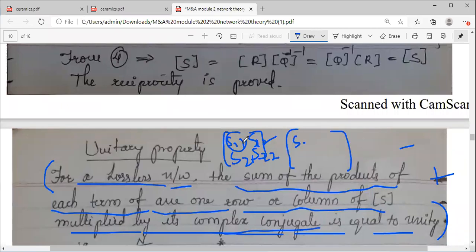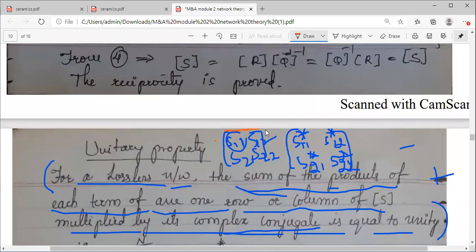In the sense, if the first term is S11, the first term here will be S11 star, the conjugate. If A plus iB is a term, then A minus iB will be its conjugate. S12, its conjugate is S12 star. So this is your second matrix indicating the conjugates. Every term has its conjugate. So what does this mean? What does it say? The sum of products of each term of any one row or any column of the S matrix. Suppose I take the first row of the matrix.